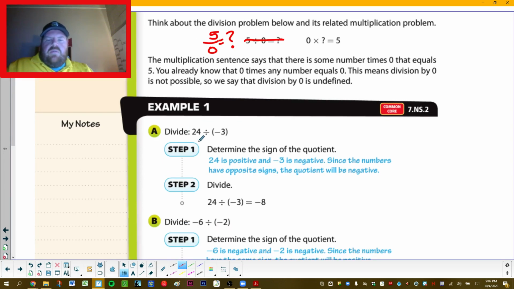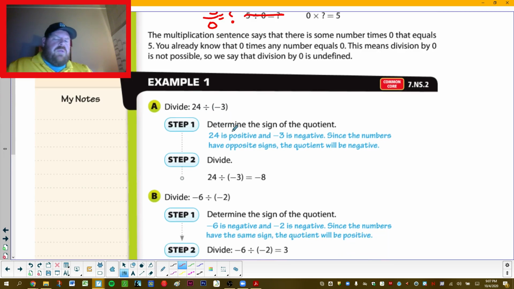All right, so let's go 24 divided by -3. Okay, it says that we first want to determine the sign of the quotient. Since there's one negative, I know that my answer has to be negative, or we look at the fact that they're different signs. Okay, they have opposite signs, so I know my answer is going to be negative. And then there's no trick about this. I guess there is a trick. We went over a trick, but at some point we just need to know that 24 divided by 3 is 8. So 24 divided by -3 is -8.